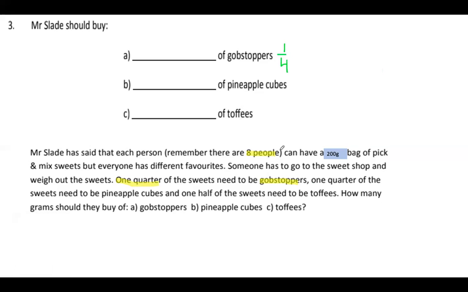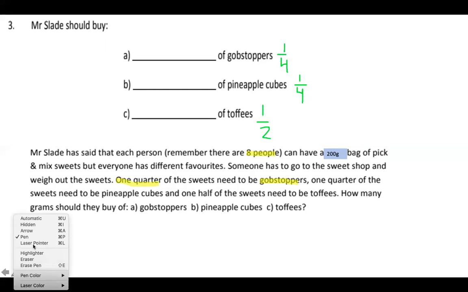is gobstoppers. 1/4 of the sweets needs to be pineapple cubes. Another 1/4 is pineapple cubes. And 1/2 needs to be toffees. So 1/2 I'm going to put up here as well to help me remember. I'm going to highlight those as well really quickly. How many grams should they buy of gobstoppers, pineapple cubes, and toffees?